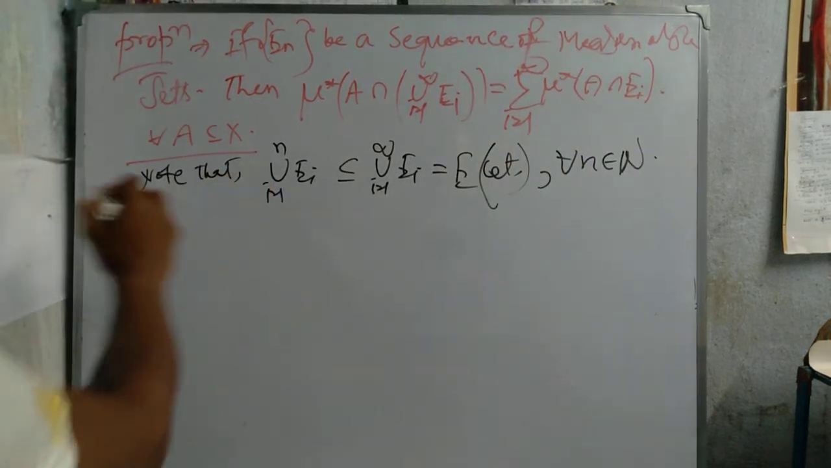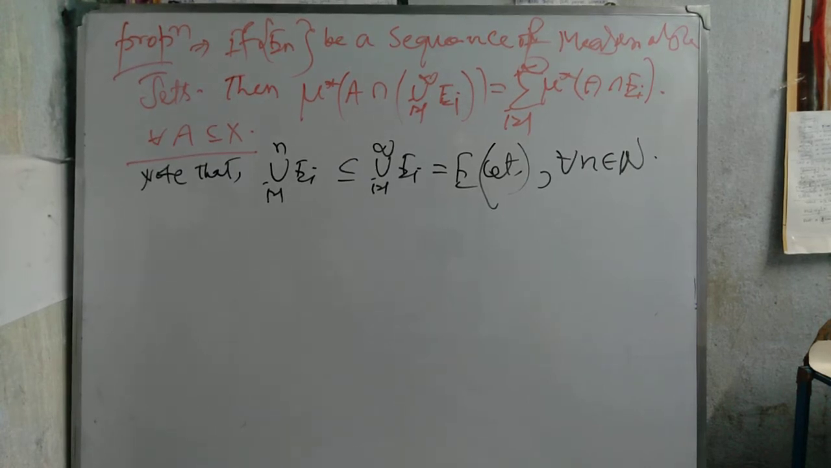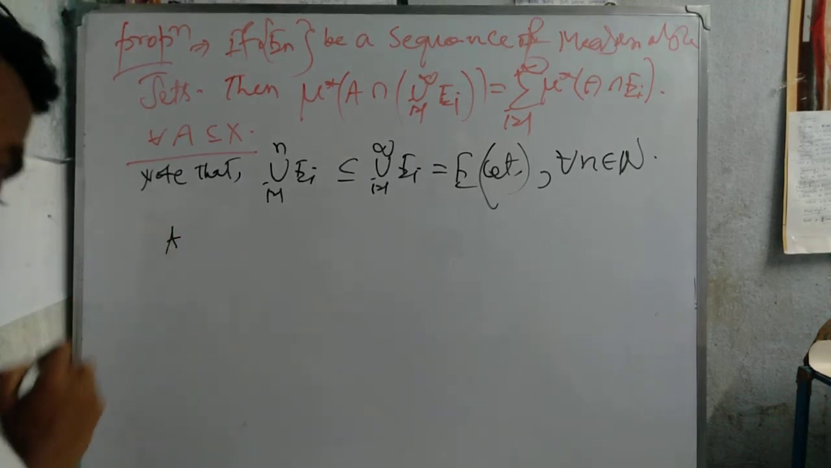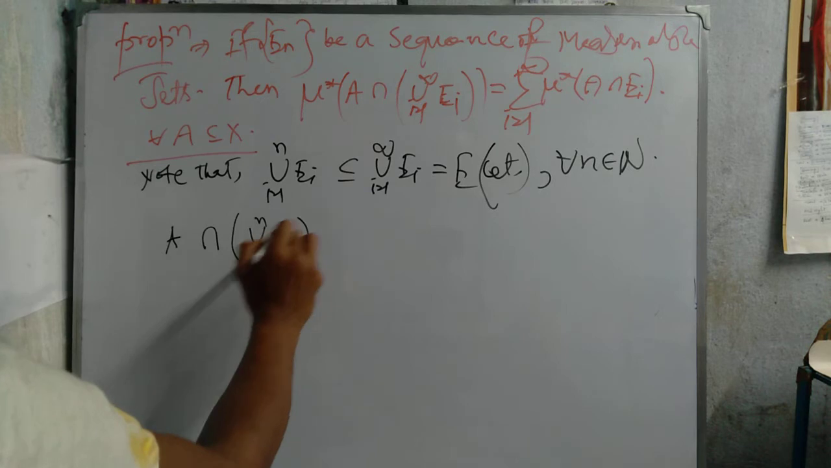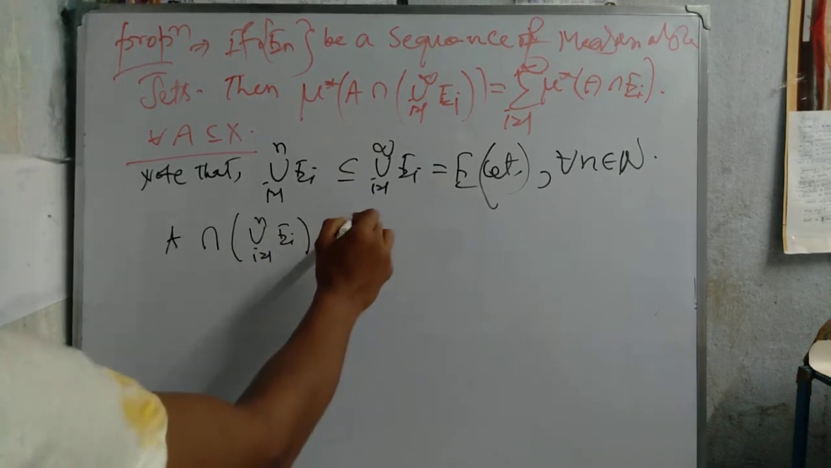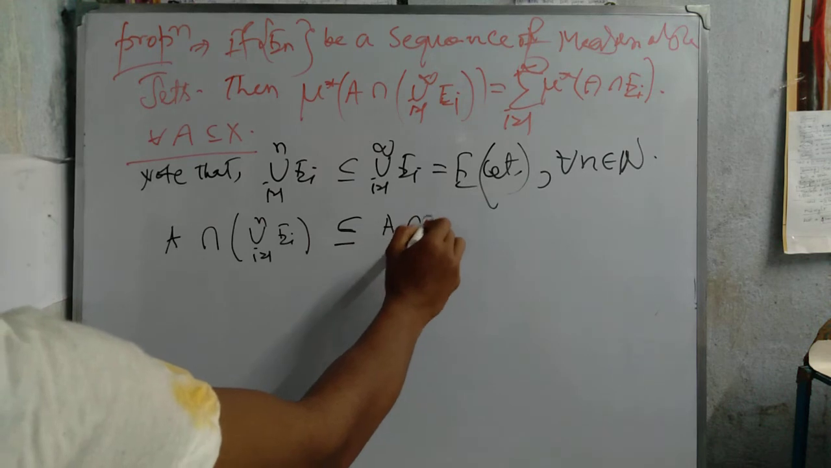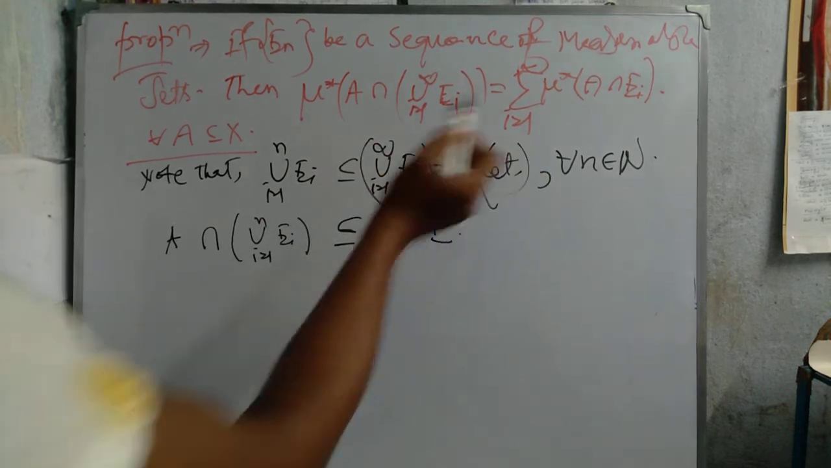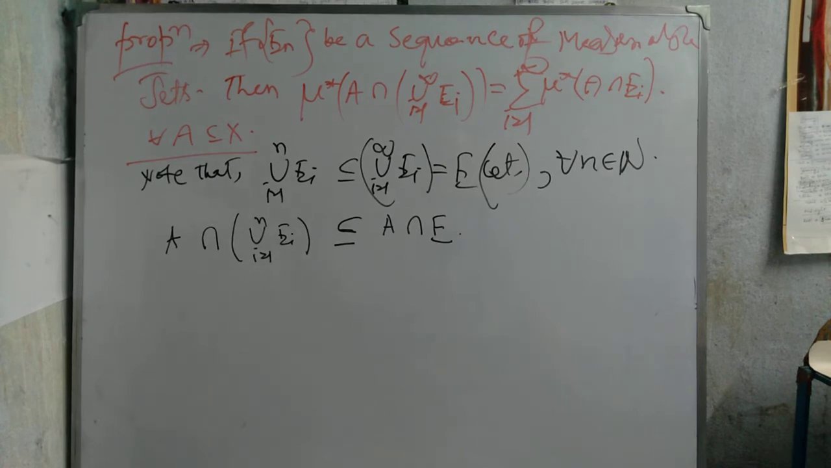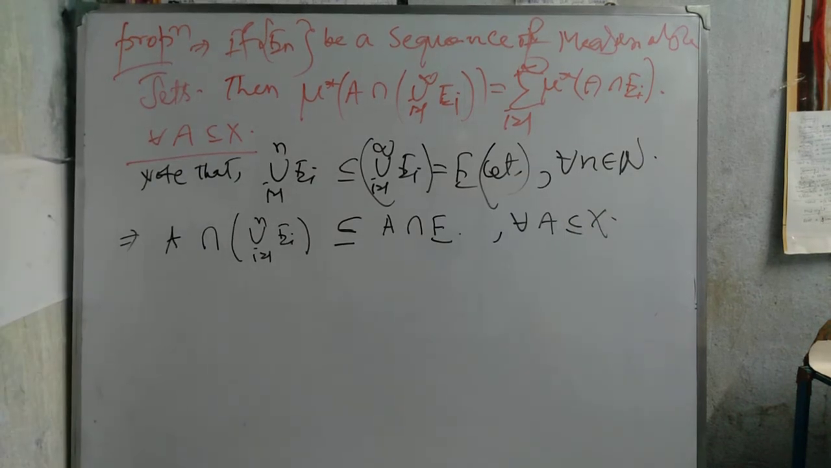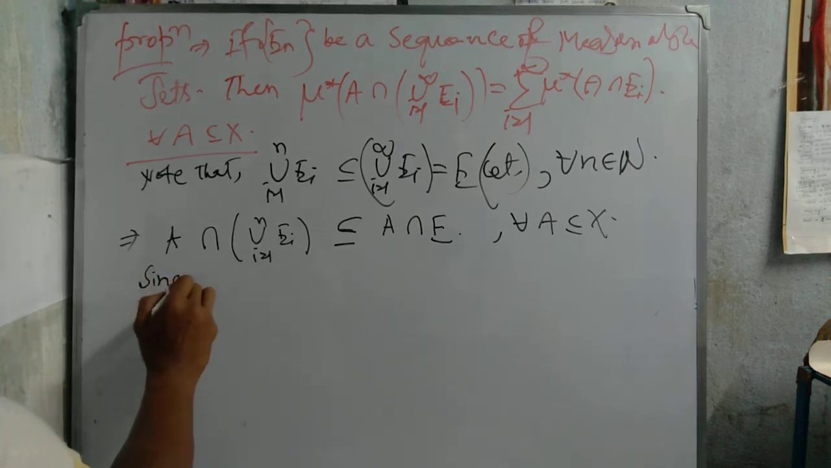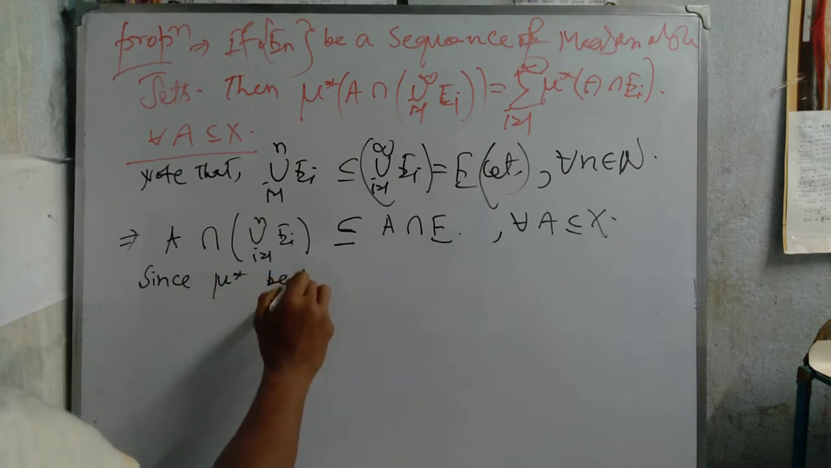Then what happened? What we get? So simply we write here A intersection union of i equal to 1 to n Ei, what we get? Subset of A intersection E, because this one we call E. Okay, not a problem at all. I think for all A subset of X, I understand the set property of this. I think understand, not a problem at all. Okay, then what we write here, we use this property of mu star being monotone.